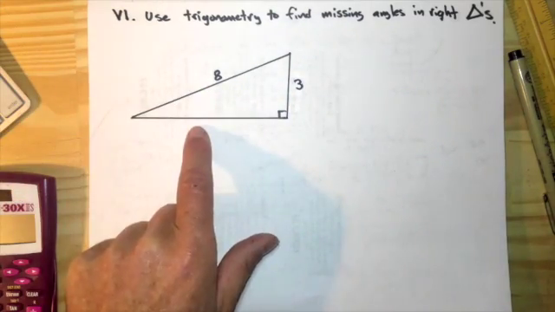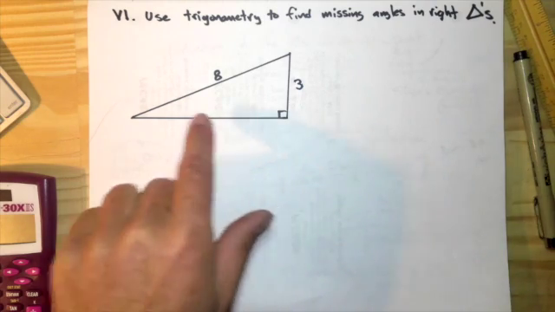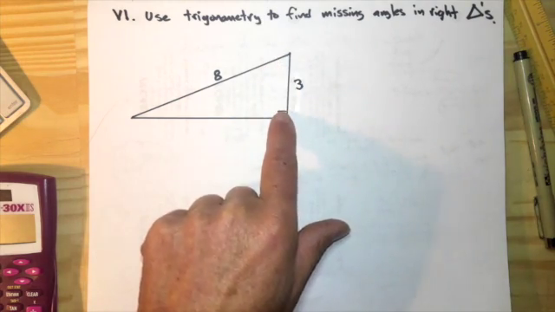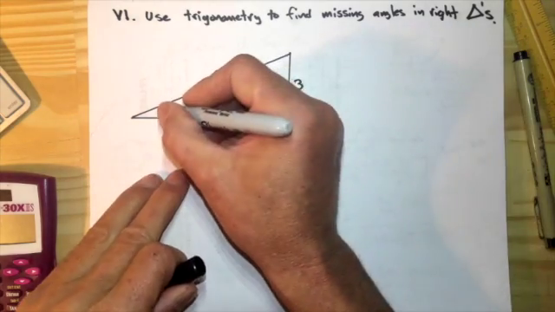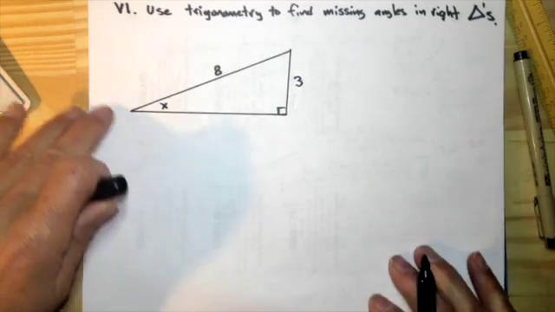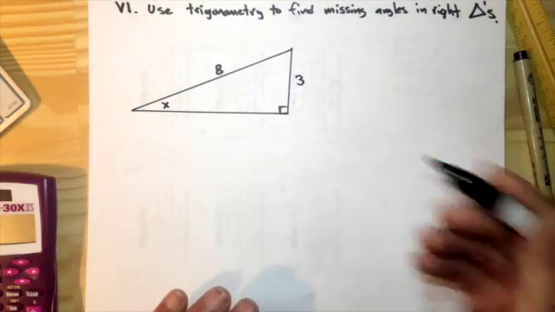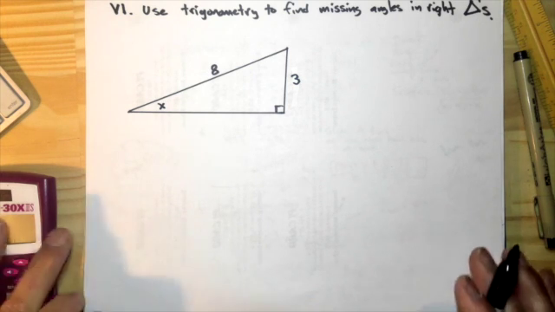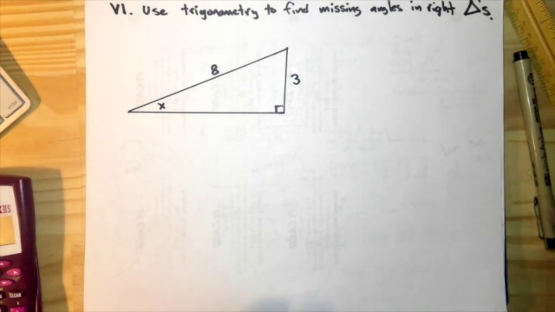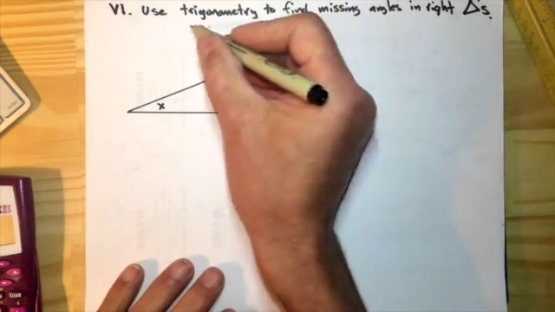What we're going to want to do is say we want to find a missing angle here. We know this is a right angle, but we don't know what these acute angles are. So let's suppose it's this angle we want to find, x. And how would we do that? Well, we're going to go ahead and look at exactly what we did before when we're using trigonometry.